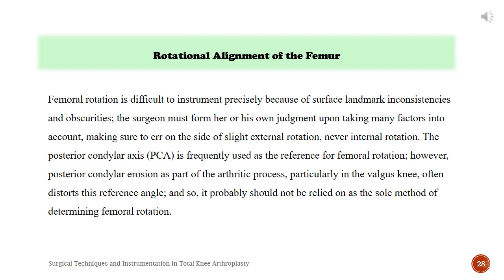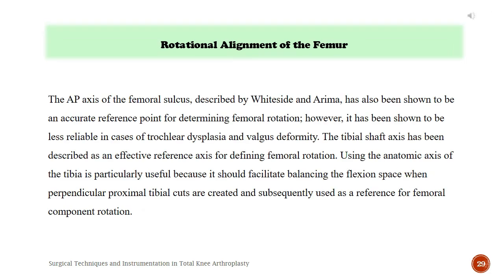However, posterior condylar erosion as part of the arthritic process, particularly in the valgus knee, often distorts this reference angle, and so it should not be relied on as the sole method of determining femoral rotation.